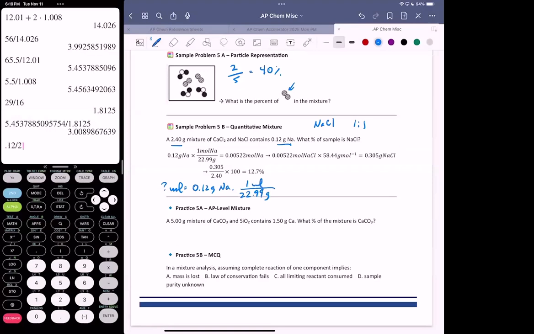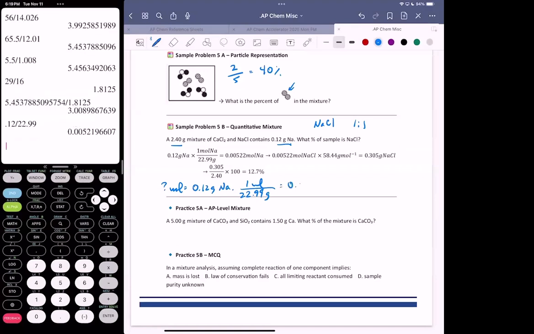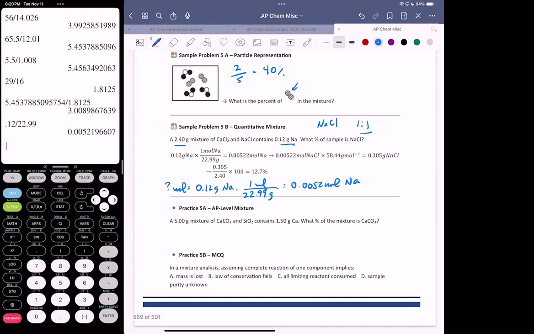Gives us about 0.0052 moles of sodium. Okay, and that means, because it's 1-to-1, we have 0.0052 moles of chlorine as well. So how many grams is that?